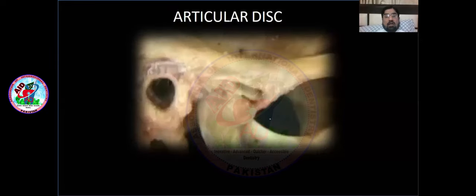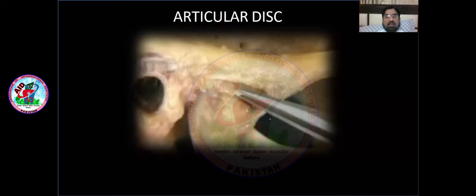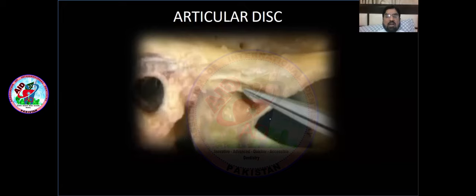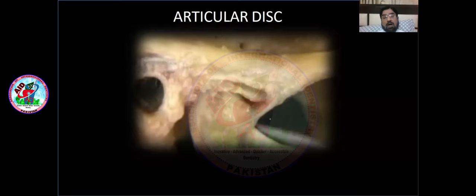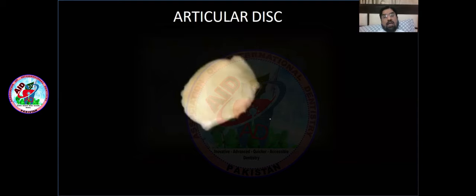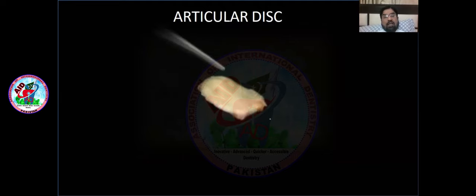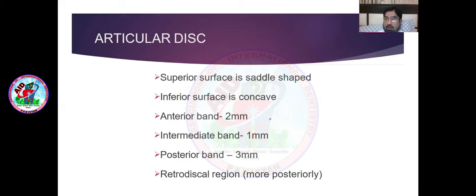If you look at this, you see this is the superior joint cavity, inferior joint cavity, and that is the articular disc. And this articular disc is attached, you see, posteriorly by the ligament and anteriorly by the ligament. If you look at this cartilage anteriorly, it is like the shape of the condyle. And inferiorly, it gives the bulk over the head, and the superior surface articulates with the temporal bone. That is basically the articular disc. The superior surface, you have seen, is saddle shaped, and the inferior surface is concave because it has to accommodate the convex surface of the condyle.